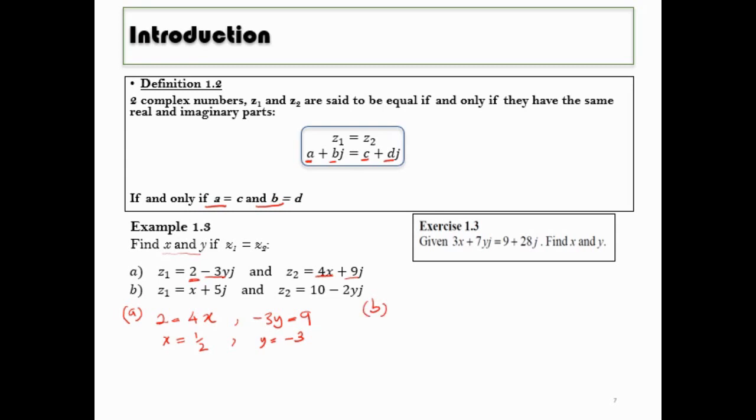So how about B? The same thing, you equate the real part of Z1 with the real part of Z2. Here it is trivial, x equals 10. Then for the imaginary part, 5 equals negative 2y, so y must equal negative 5 over 2. So can you do this one: 3x plus 7y j equals 9 plus 28j. Just find x and y, just equate 3x with 9 and 7y with 28. You will get x equals what, y equals what? Okay. If you have any problem, just let me know.